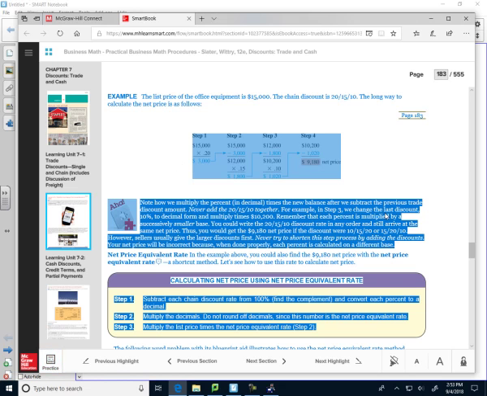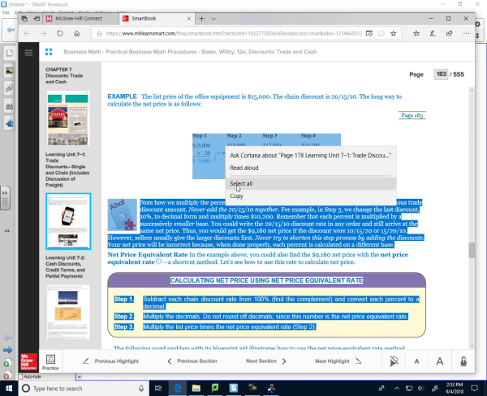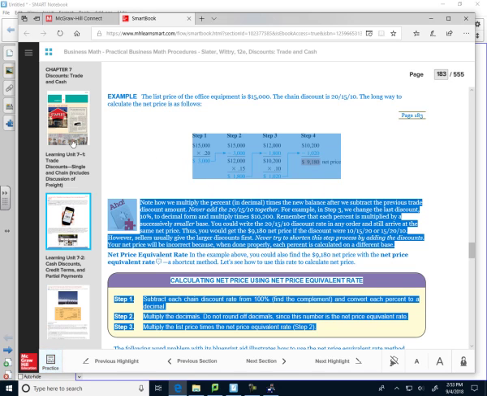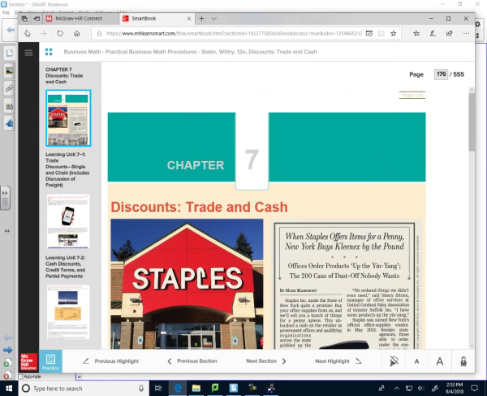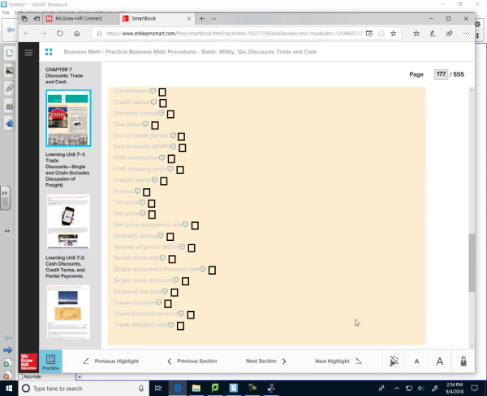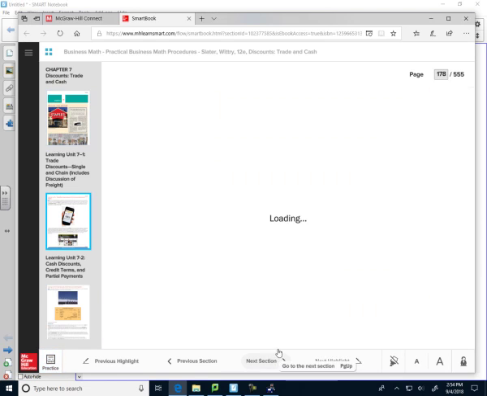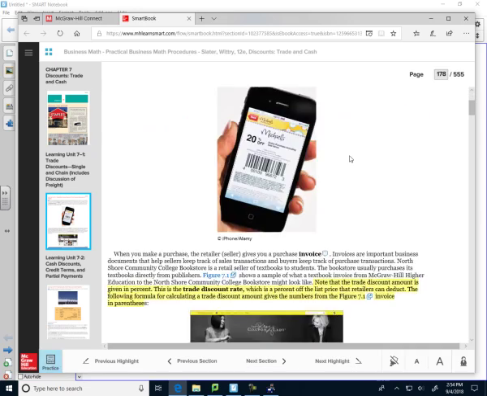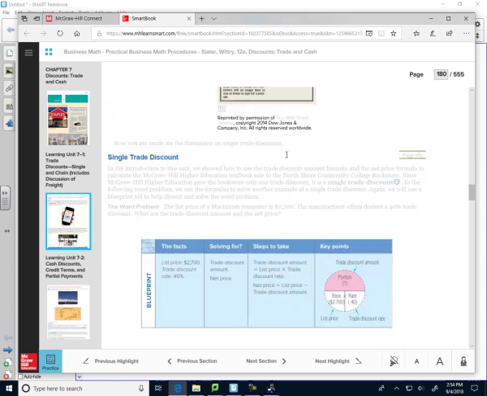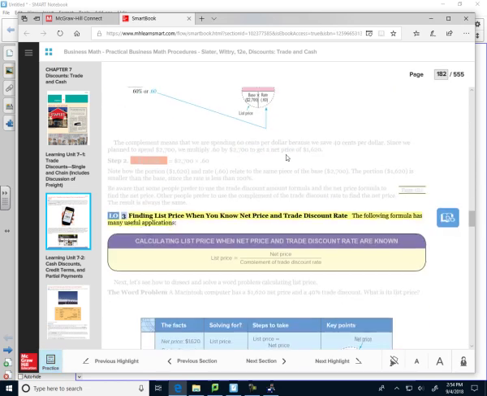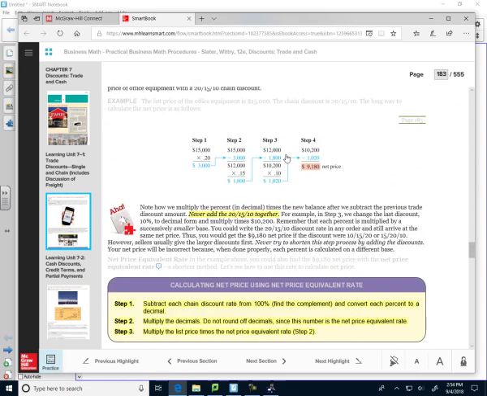See if I can get this. Oh no. I just wanted to unselect all. Oh no, that was a mistake. Careful what you click on. I think I figured it out. I just wanted to click off so you could see this better. Okay?